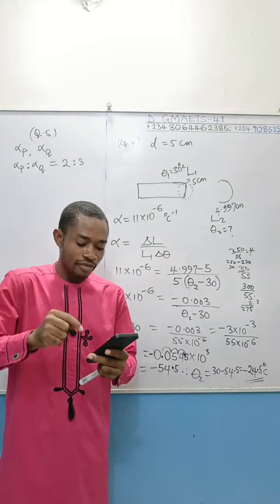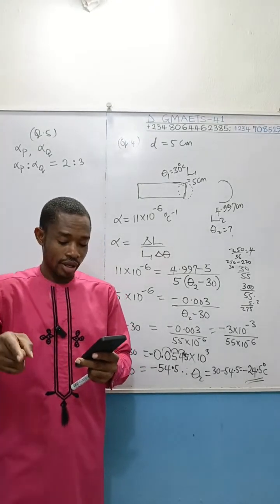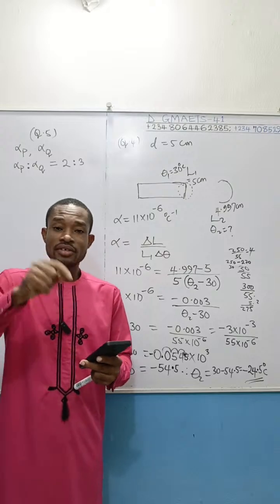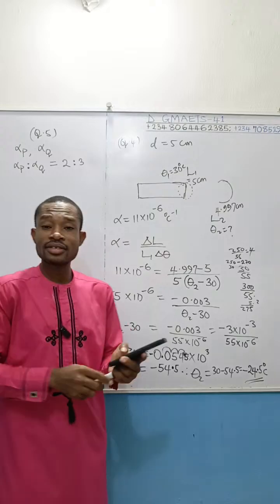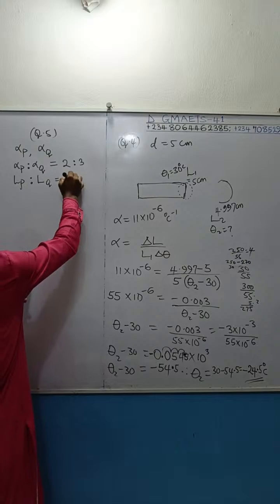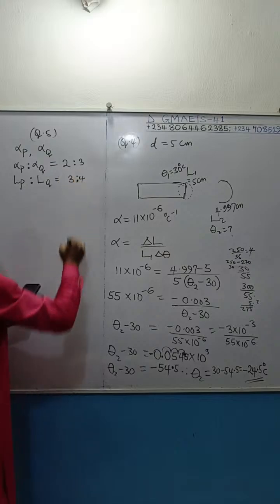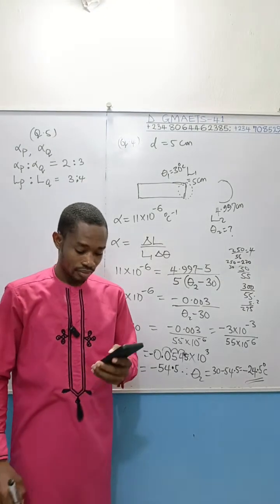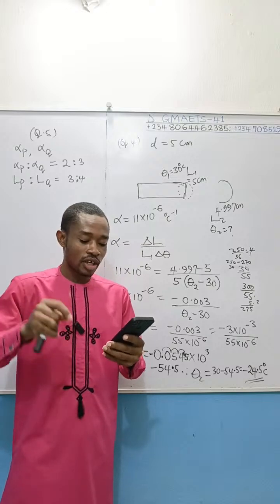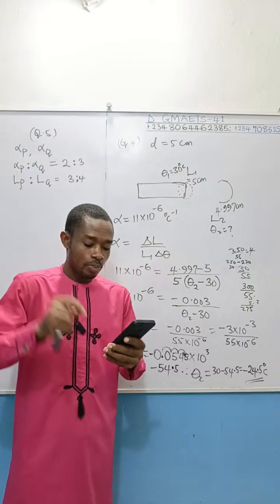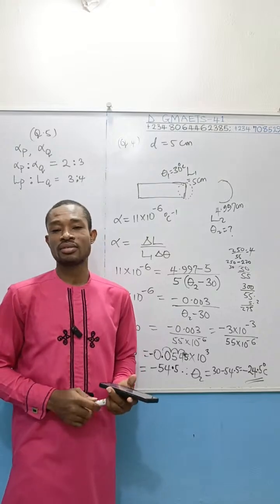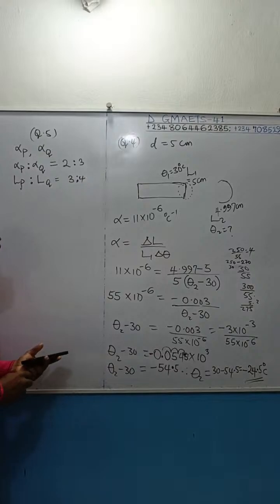If the ratio of the linear expansivities of P to Q is 2:3, and the ratio of their lengths, that is the length of P to the length of Q, is 3:4 respectively, the ratio of the increase in length of P to Q will be what?